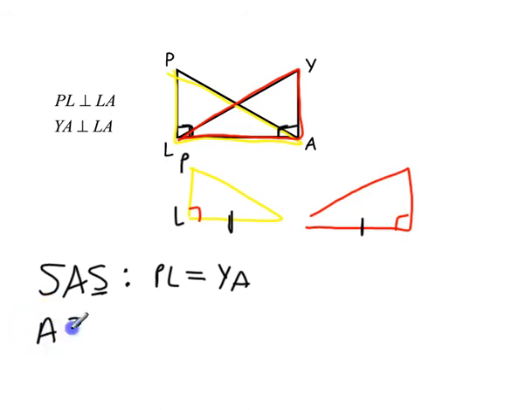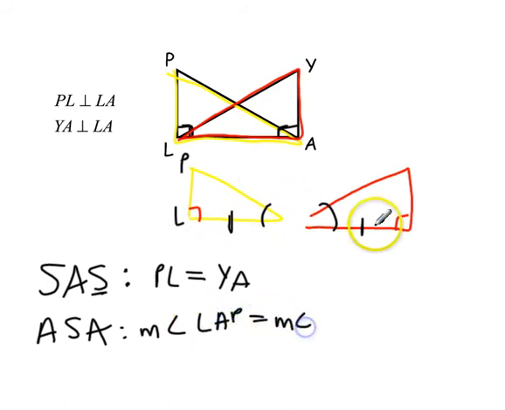What about angle side angle? Well, if I wanted to prove these two triangles congruent by angle side angle, I have this angle and this side. I need another angle on the other side, so I'd need to prove these two are equal. So I would need to prove that the measure of angle LAP was equal to the measure of angle, this one is ALY.